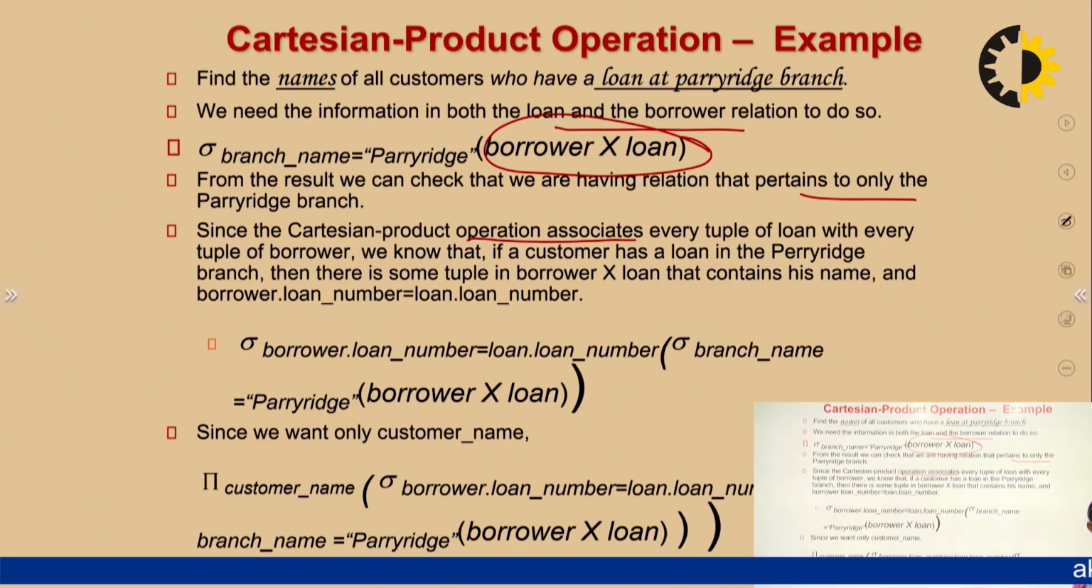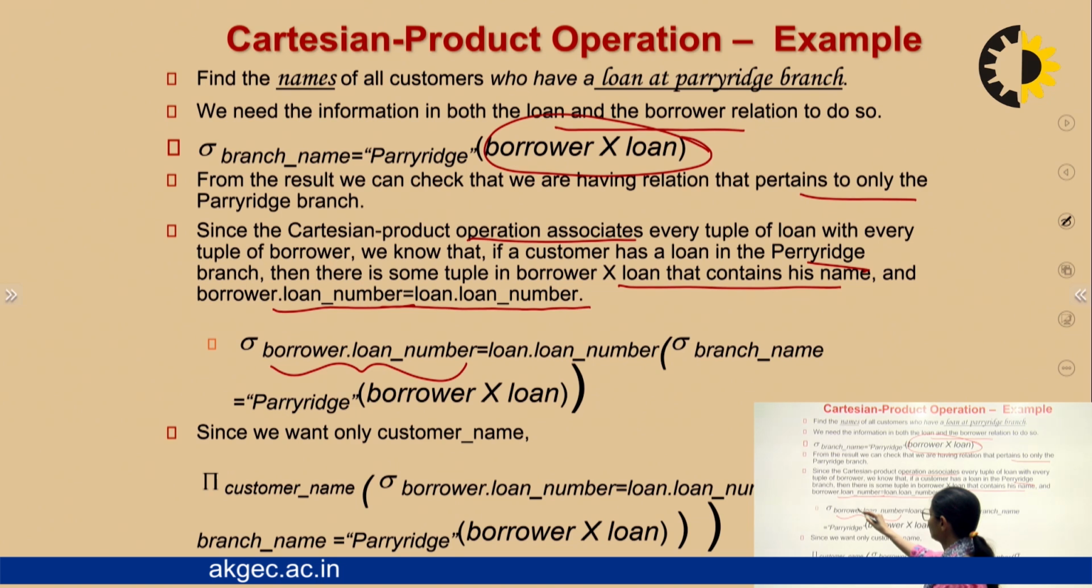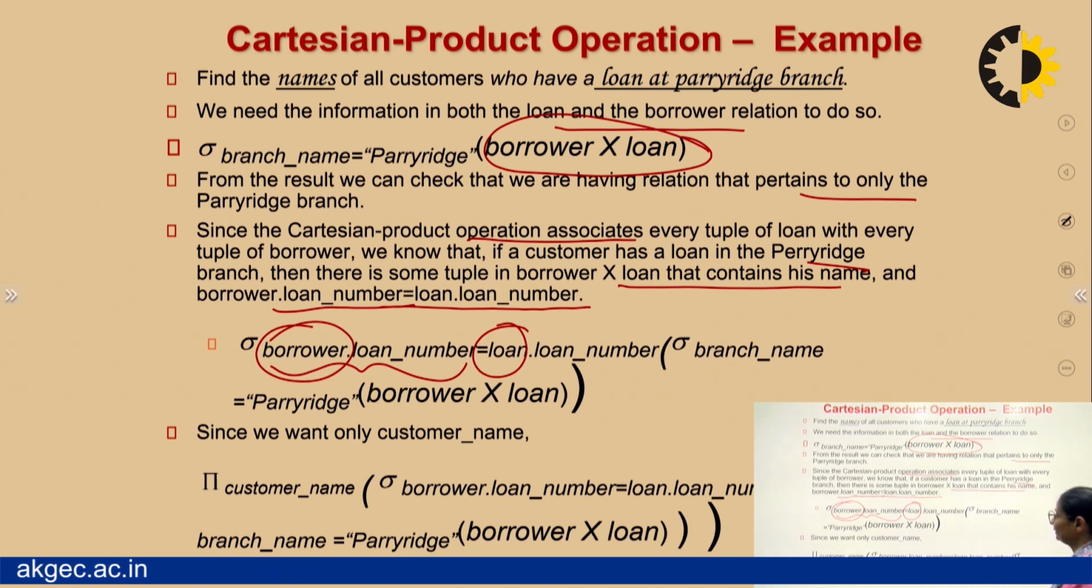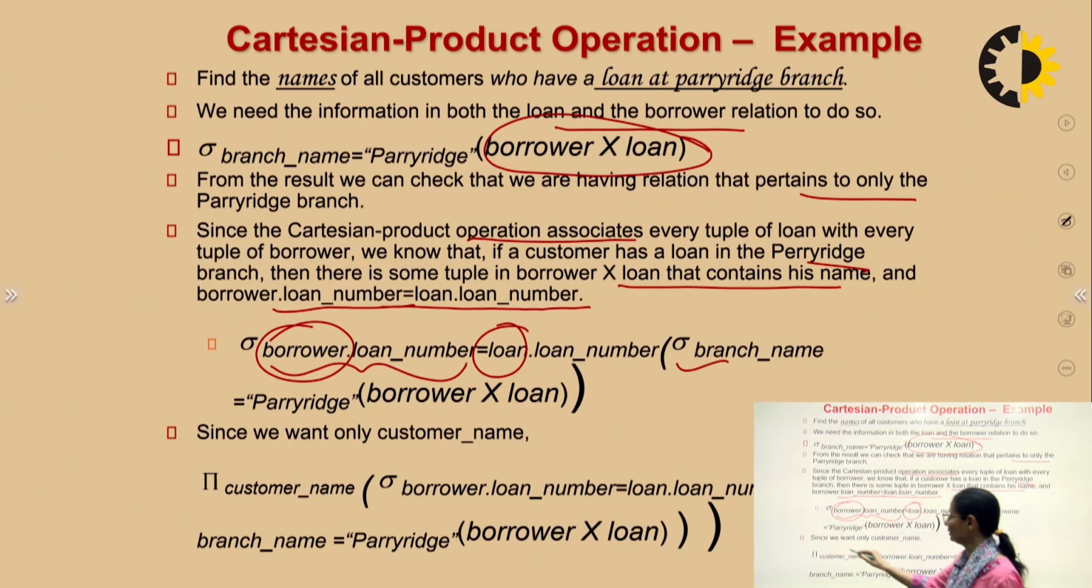We know that if a customer has a loan in the Ridge branch, then there is some tuple in the borrower that contains his name and loan number, where the borrower dot loan number is equal to the loan dot loan number. So in that case, sigma borrower dot loan number, that is from the borrower relation, this is from my loan relation. And then what I am doing, I am again selecting the branch name is equal to Ridge and the borrower loan.